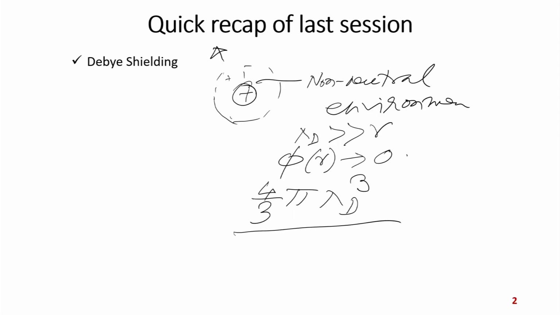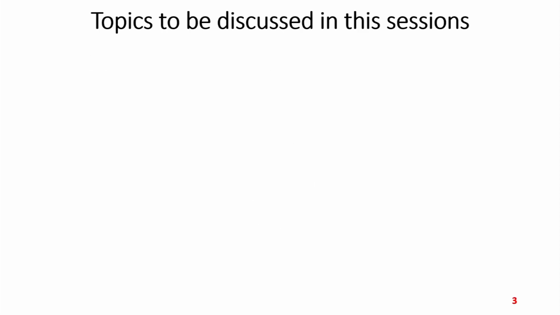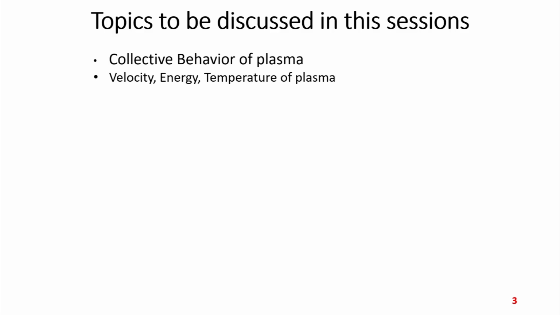This is the last topic of plasma physics that will be required for this course, to know the plasma environment effect on the spacecraft. I will now summarize whatever we have studied. It shows the collective nature of the plasma. Today we will see this, and then the collective nature of the velocity, energy, and temperature of the plasma. This will be the topic of today's discussion.